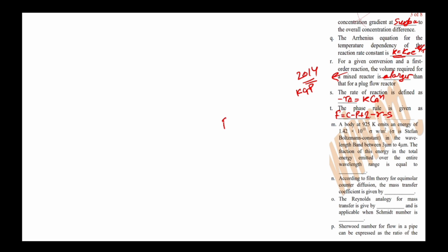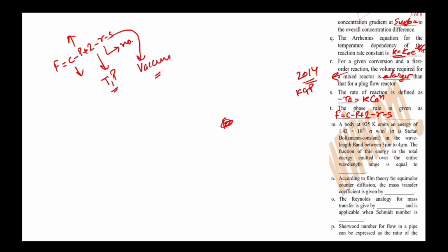So F is equal to C minus P plus 2 minus R minus S. This C is for components, this P is for phases, this 2 is for temperature and pressure. R is for the number of reactions if you have any in the system, and S is for special conditions like vacuum or something they will define in the question.